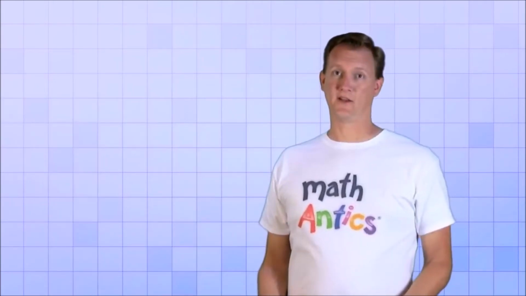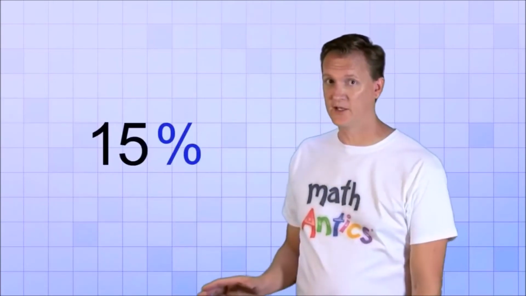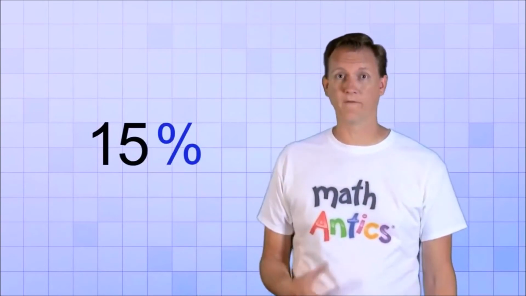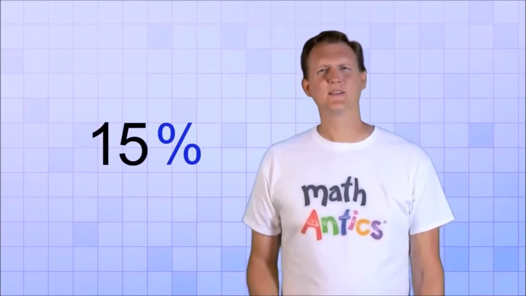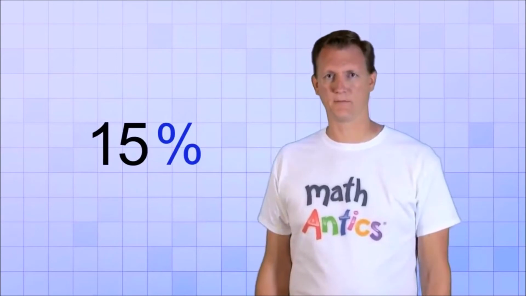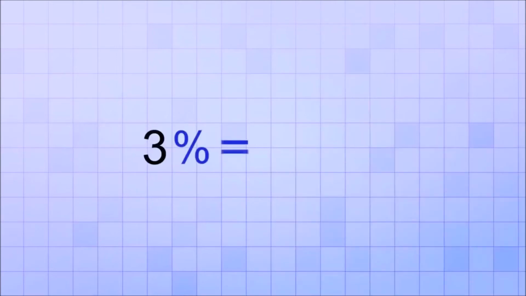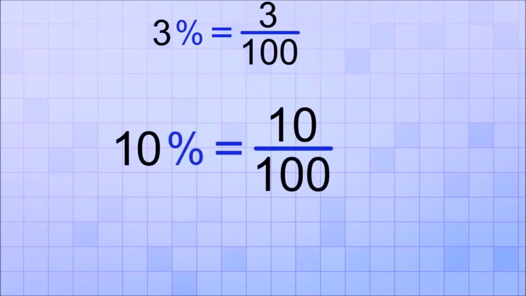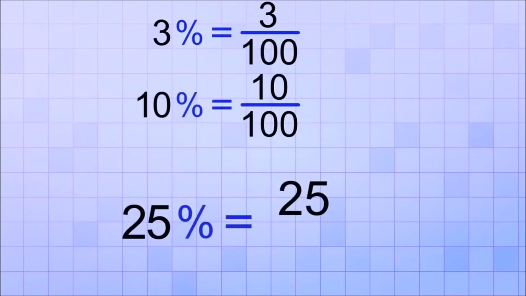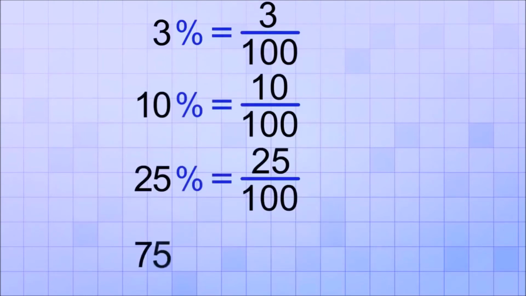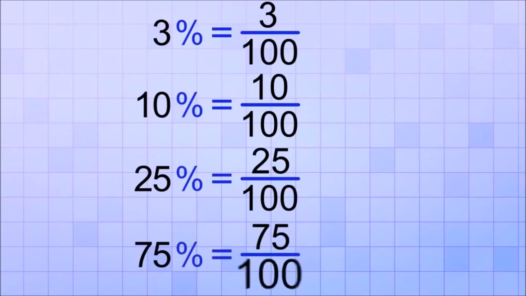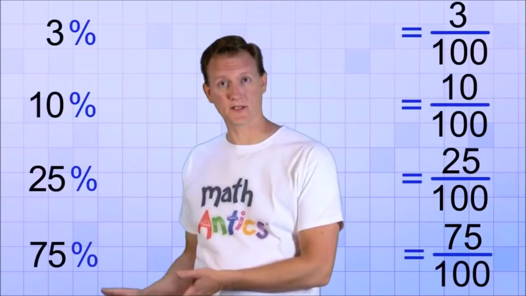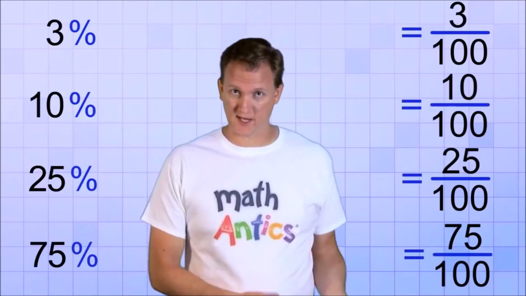All right then, so whenever you see a percent like this, you know it can be replaced with or converted to a fraction. Let's look at a few examples so you see the pattern. 3% means 3 over 100. 10% means 10 over 100. 25% means 25 over 100. And 75% means 75 over 100. These are percents, and these are the fractions that they stand for.